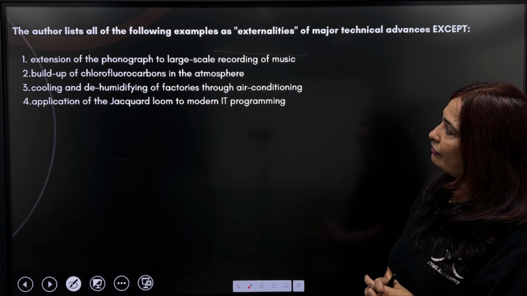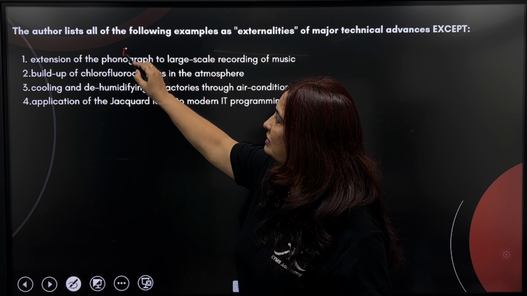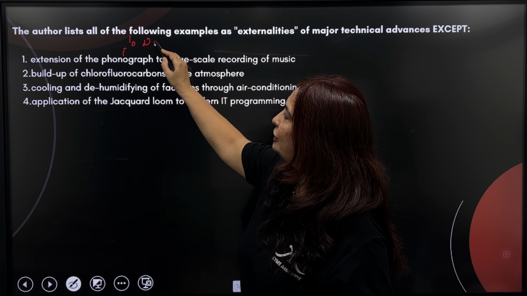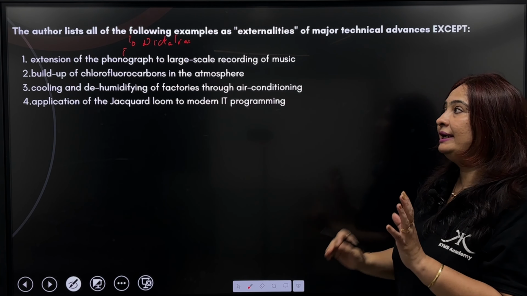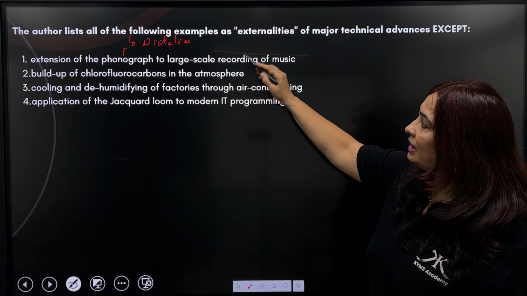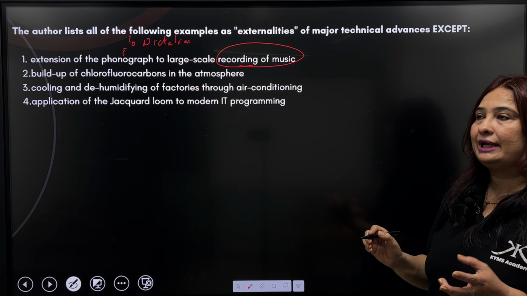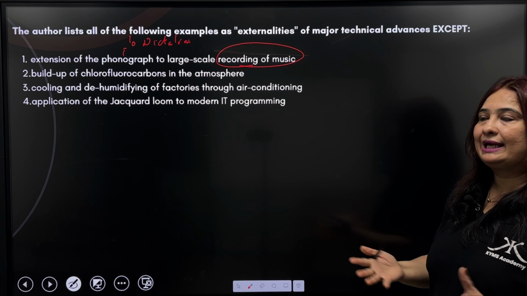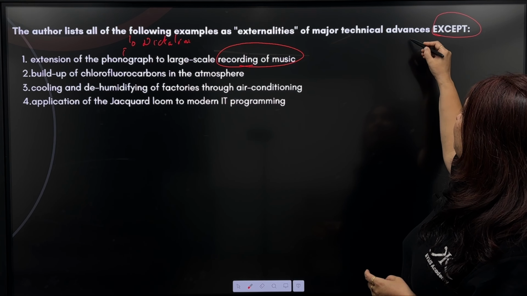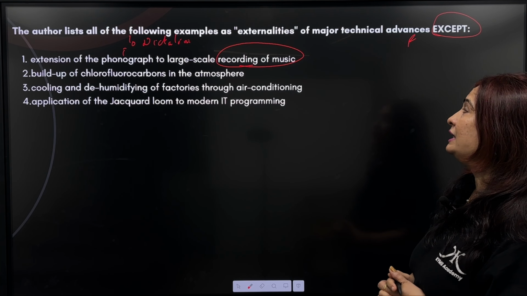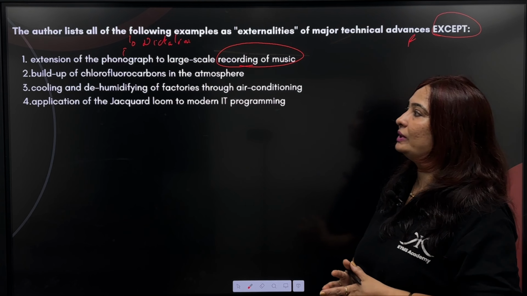Extension of the phonograph to large scale recording of music. Yes, the phonograph was basically meant to take dictation, so this was the intended outcome, intended use. But then what was the unintended outcome? That it was being used for musical recording. So yes, this is an example of externality. And because the word except is given, we have to go for the false one. It means which is not an example of unintended consequence.